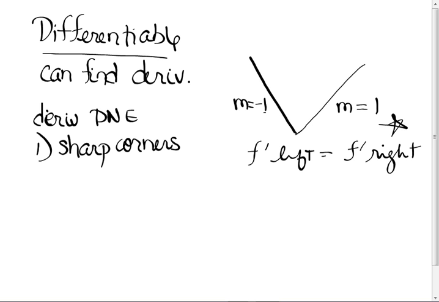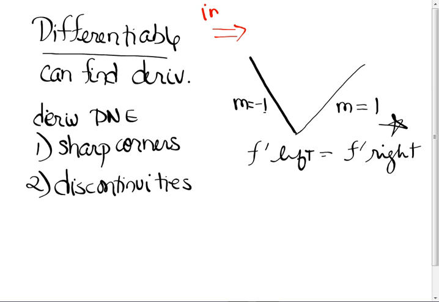Where else? What if you have a break in the graph? Can you find a derivative there? No. So discontinuities. So actually, when you know something is differentiable, then you know it must be continuous. So the symbol is this, which is implies. This is a language. Math is a language. So if you know something's differentiable, you know it's continuous.